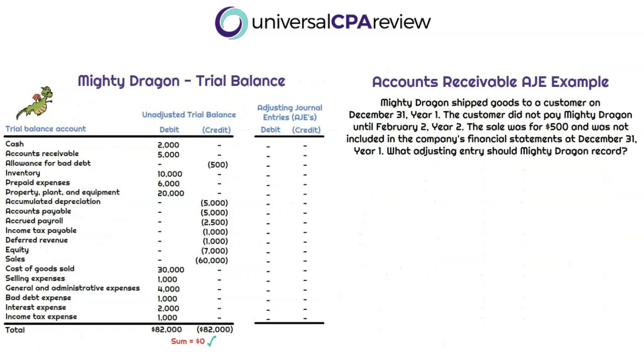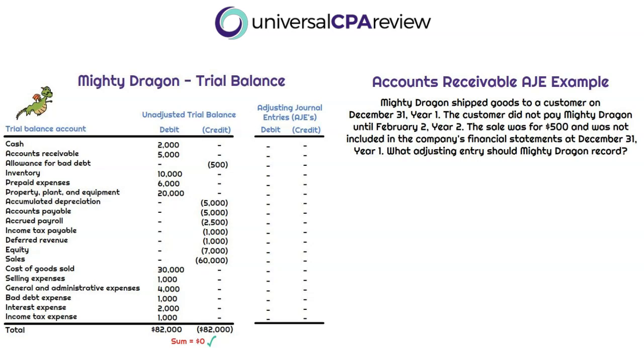So the first account that we're going to focus on is accounts receivable, and this is gross accounts receivable. Now there are tons of different types of adjusting journal entries. We can't go through them all. So throughout the rest of this module, I've picked examples that you're most likely to see on the exam.